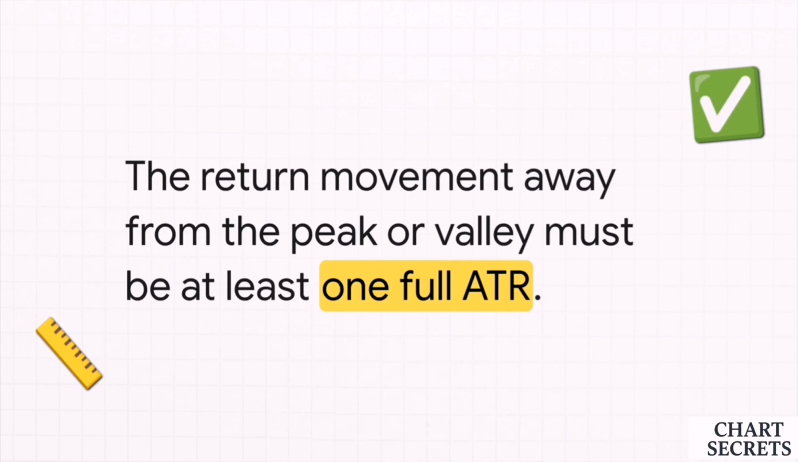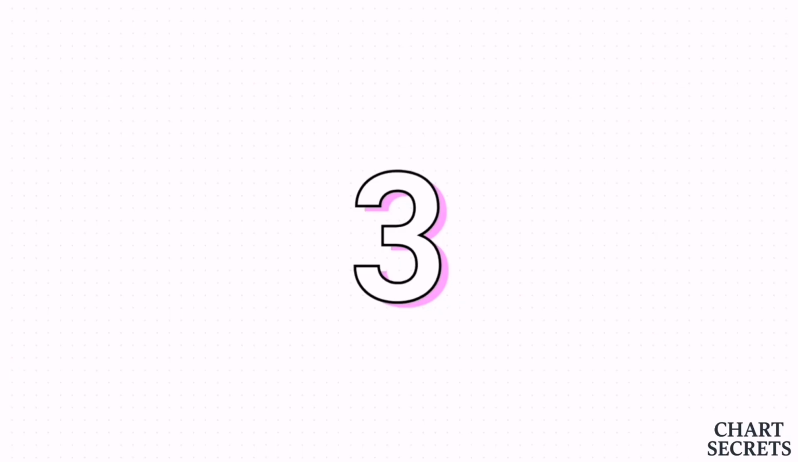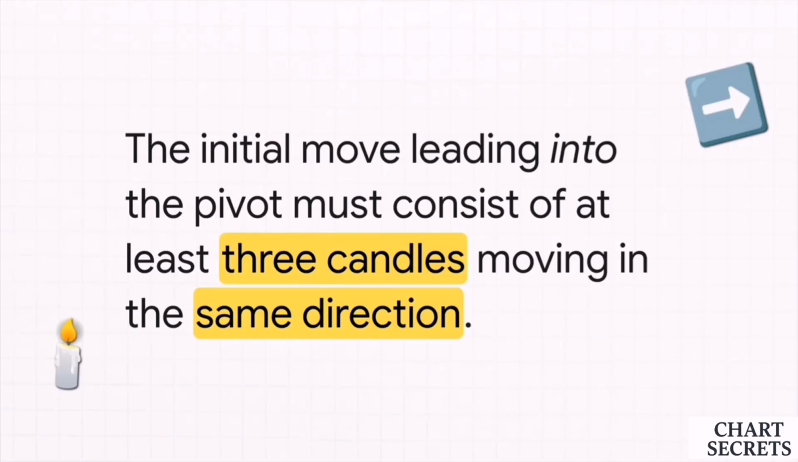So this confirms the reversal is strong, but what about the trend that led into it? Well, that brings us to our second rule. And for this one, everything comes down to a single number, 3. This rule is here to make sure we're actually reversing a genuine trend. The move heading into the pivot has to have at least 3 candlesticks all pushing in the same direction. That tells us there was clear momentum, which is what makes the reversal so significant.